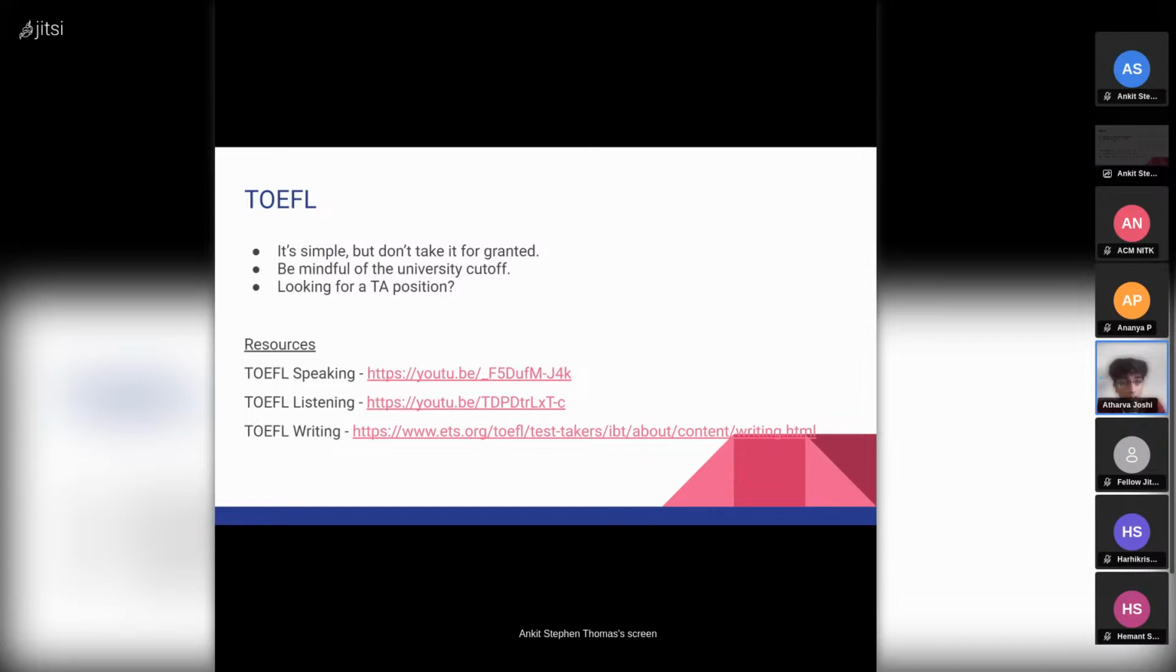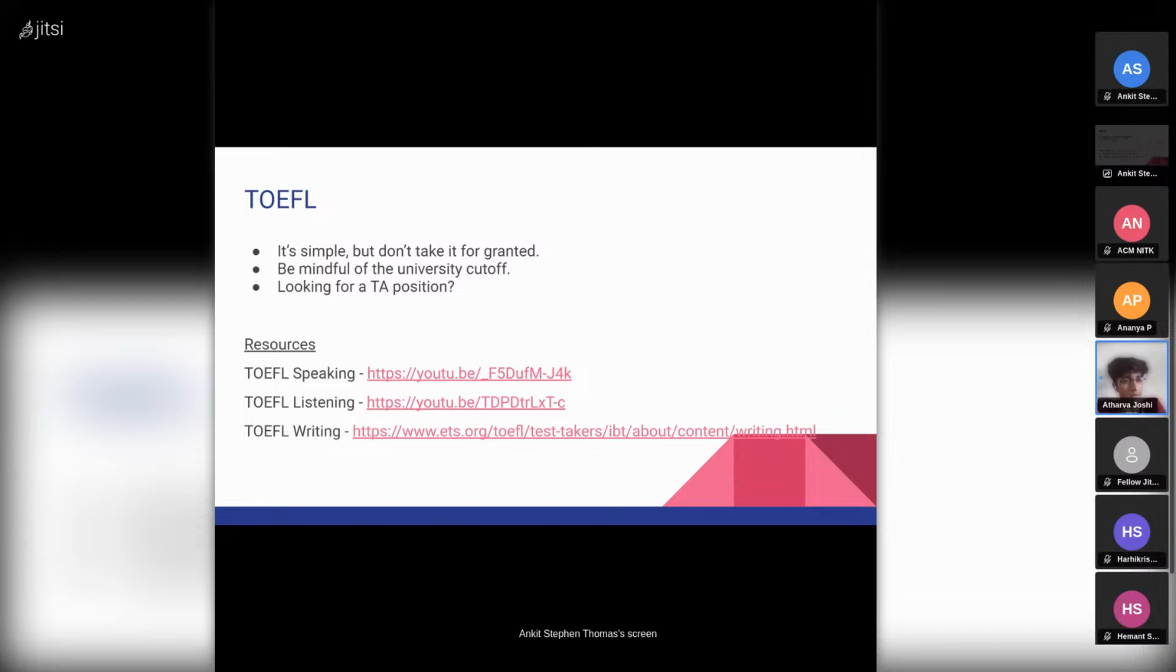Now, for example, if you're looking for a TA position once you get into grad school, they will also require you to have a good speaking score. It depends; the cutoffs vary from 27 out of 30 or 28 out of 30. So practice accordingly. You should know what you're looking for, basically. Here are some resources for TOEFL speaking. There's a YouTube link where this lady has given a wonderful template on how to frame or structure your answers during the speaking test.